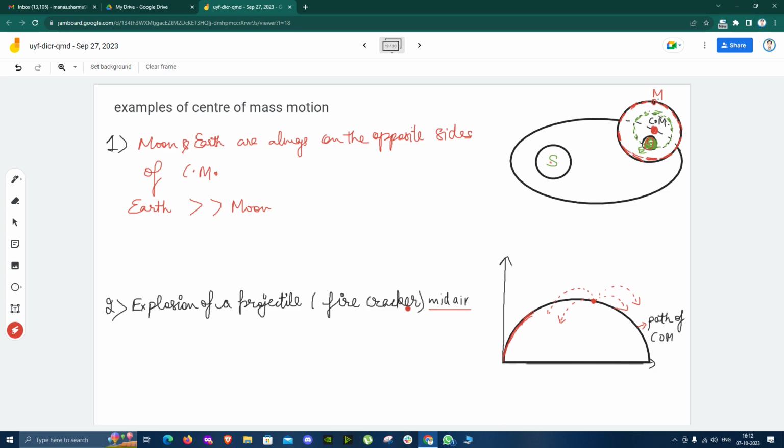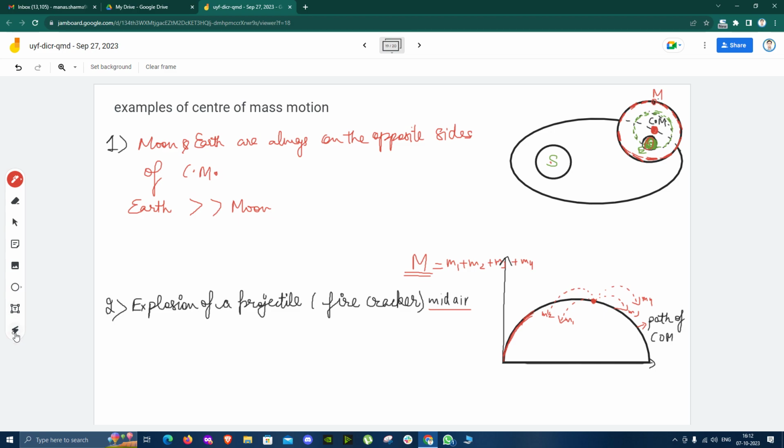So when it explodes, let's say the particles are M1, M2, M3, M4. These are the particles which all when added up make the particle M, the cracker's mass M, which is equal to M1 plus M2 plus M3 plus M4.